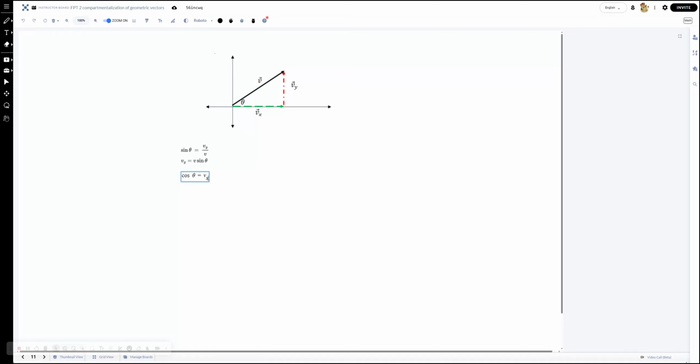So let's do that. We can say that the horizontal component of any vector is just equal to the magnitude of that vector multiplied by cosine theta. So we're going to see how this can be used to solve some interesting problems, particularly when you're adding vectors and finding the resultant of said vectors.